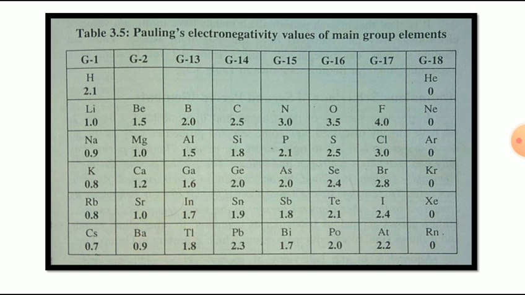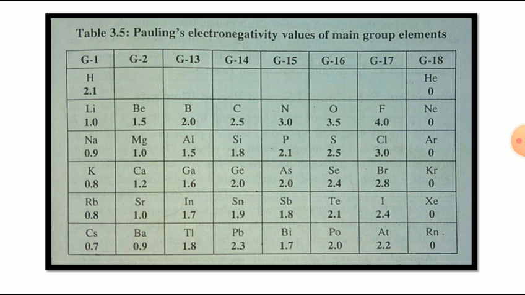So group number 1 and 2, the electronegativity decreases as we move down the group. See, just as I told the trend. See the elements hydrogen, lithium, sodium, potassium, rubidium, cesium. See the values 2.1, 1, 0.9, 0.8, 0.8, 0.7. This is the decreasing order of the electronegativity.